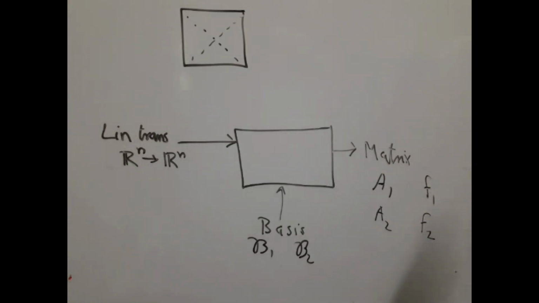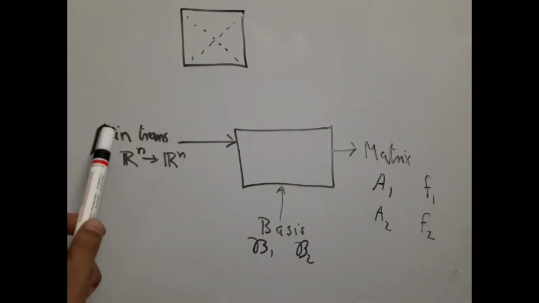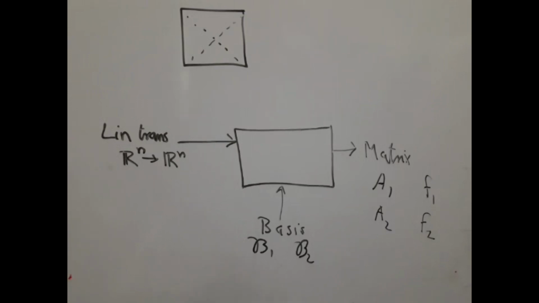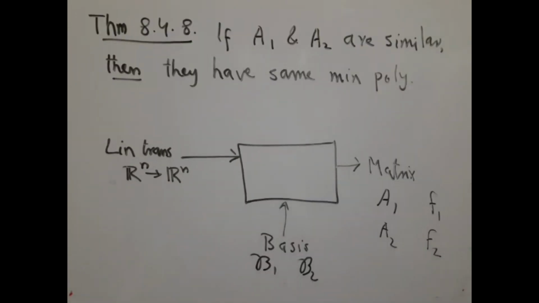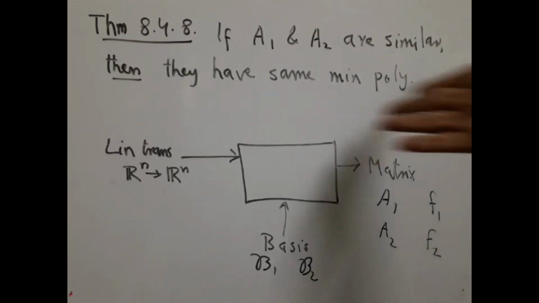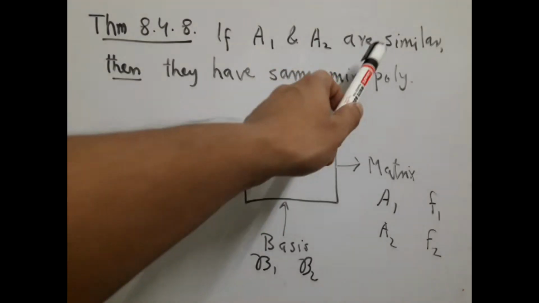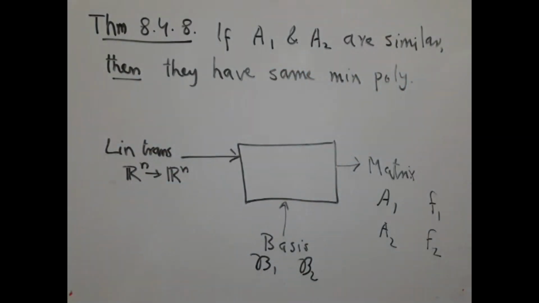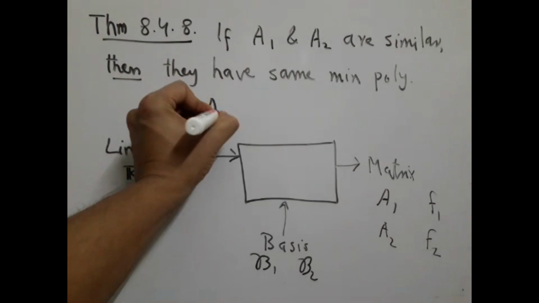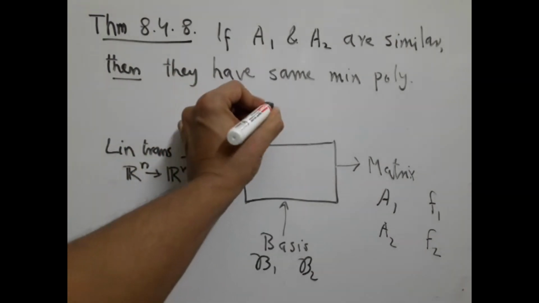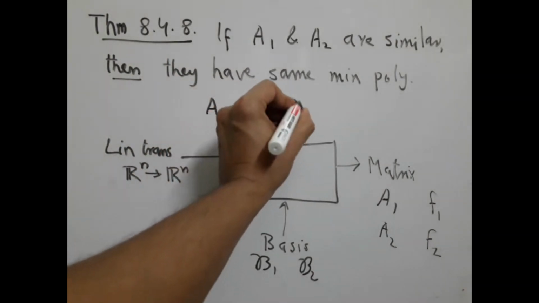In other words, the minimal polynomial is a property of the underlying linear transformation and not a property of the arbitrarily chosen basis. Theorem 8.4.8, which just writes in a rigorous way whatever we learned here: if A1 and A2 are similar, then they have the same minimal polynomial. Now, I hope you remember what is meant by similar. By similar, I mean that there is a non-singular matrix P such that A2 is P A1 P inverse.